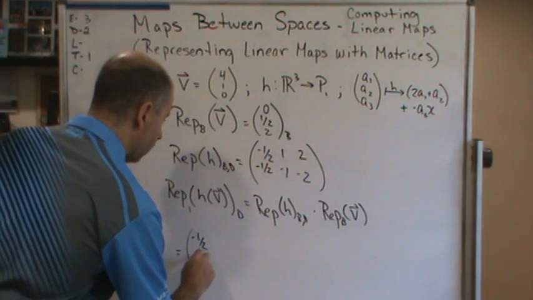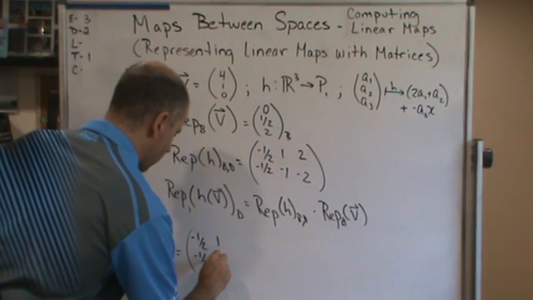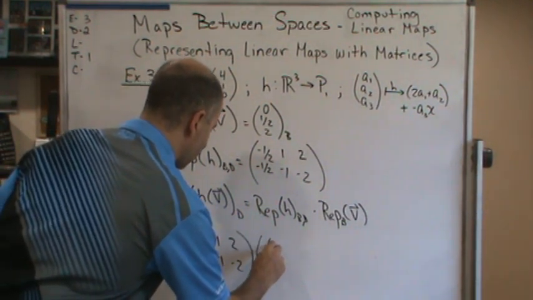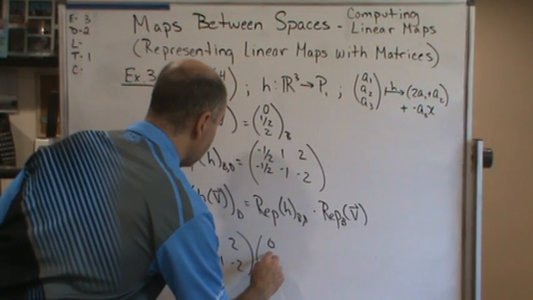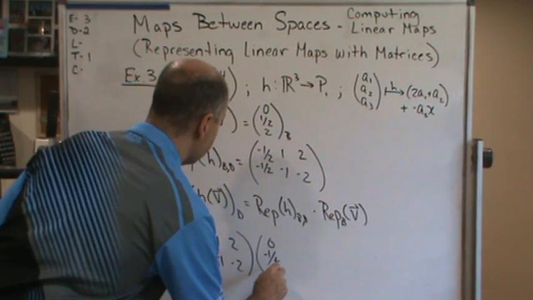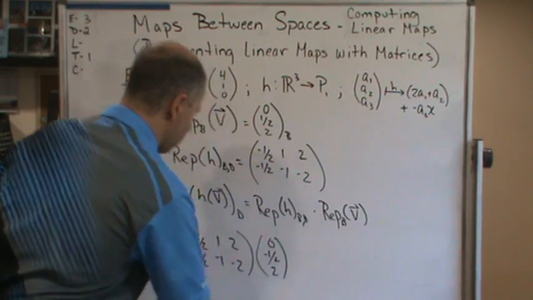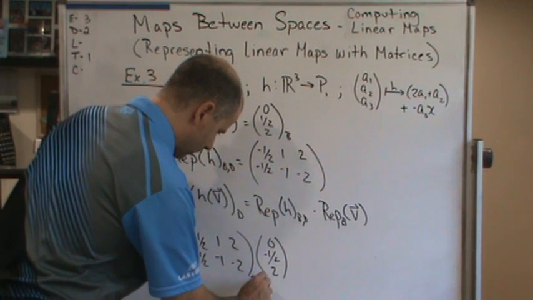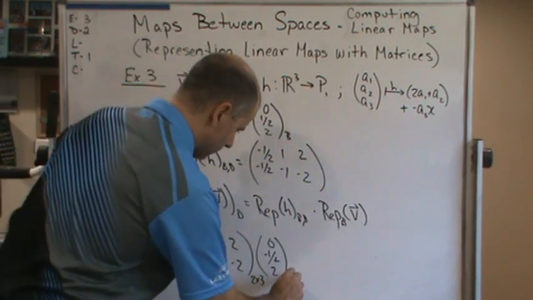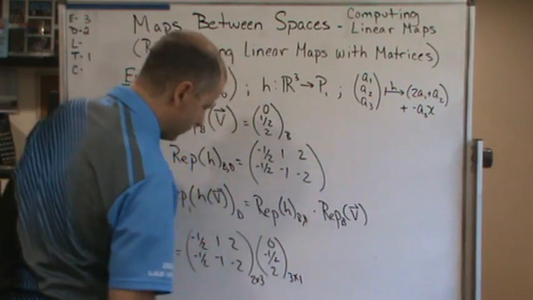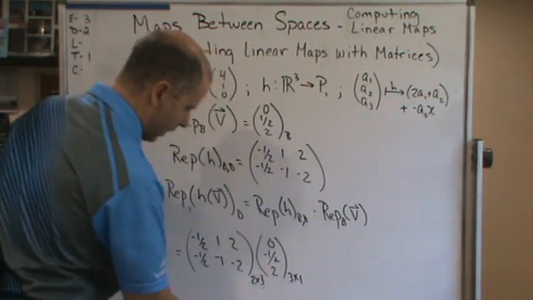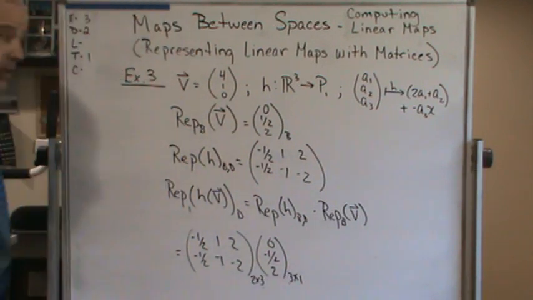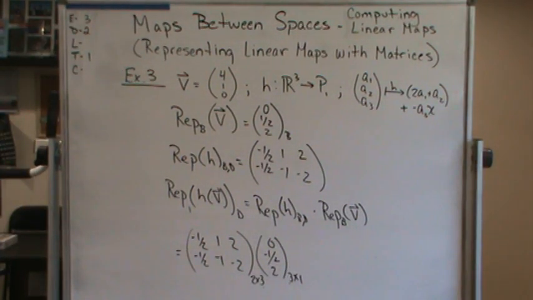So then this is going to equal negative 1/2, negative 1/2, 1, negative 1, 2, negative 2 times 0, negative 1/2, 2. And again, notice this here is a 2 by 3 matrix, and this is a 3 by 1 matrix. So notice that the 3's match up. The number of columns here is equal to the number of rows there. That's going to be important later. I'm just pointing it out.